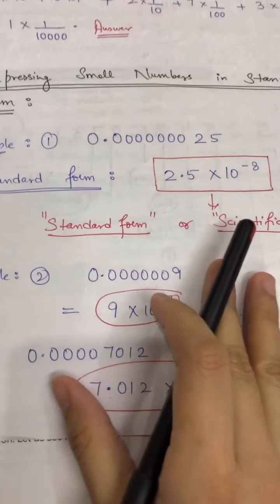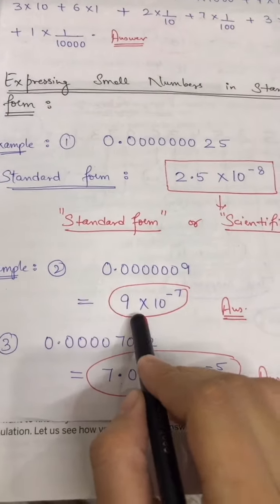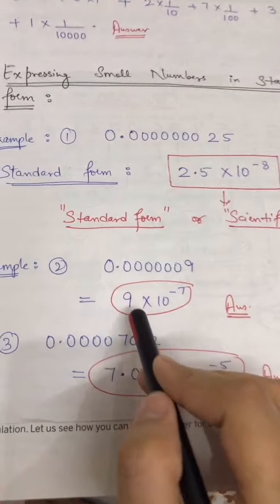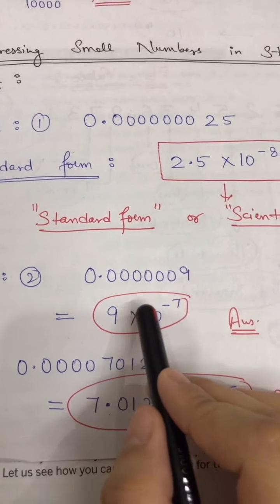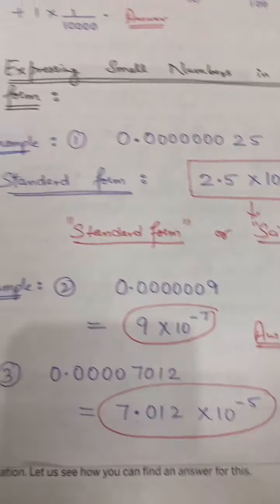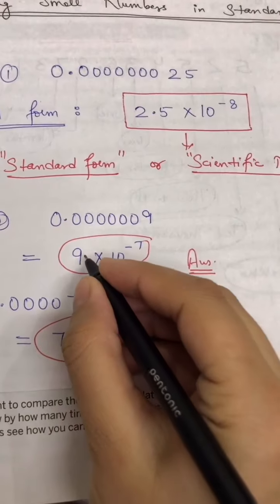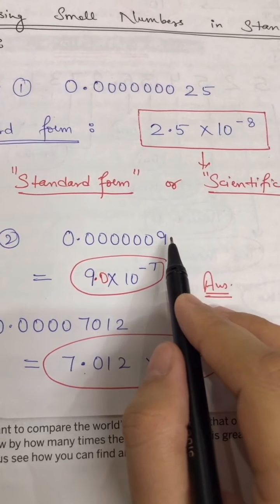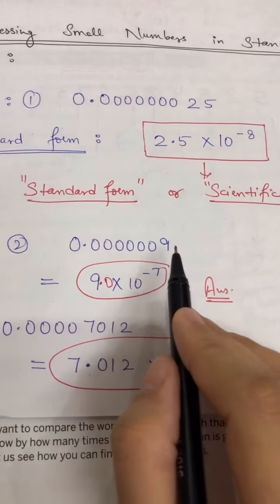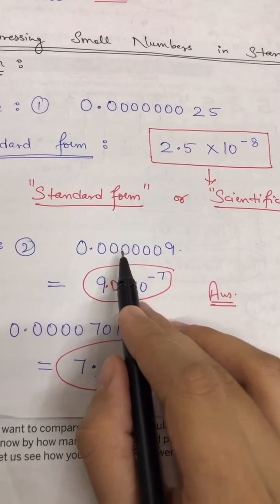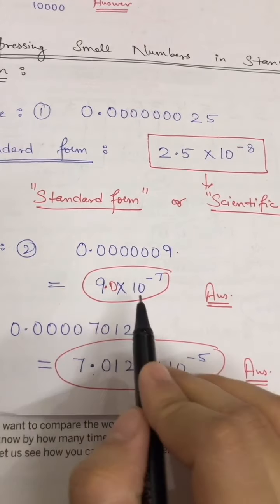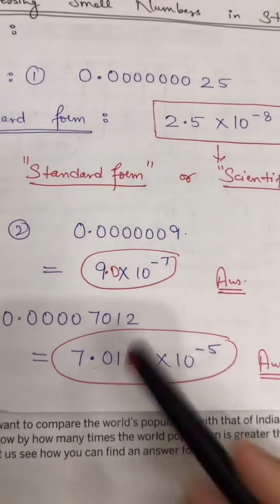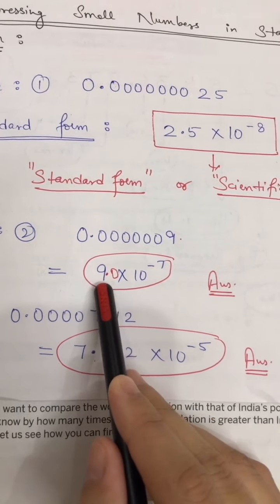0.000009. How can I write this in standard form? I have to place the decimal after the first digit. The first digit is 9 only, so you will write 9 here, and the decimal goes after this 9. 9 means 9.0. Now how many digits are left? 1 2 3 4 5 6 7. 7 numbers. So multiply with 10 raised to power minus 7. Got it? You can write 9 or 9.0, the same thing.